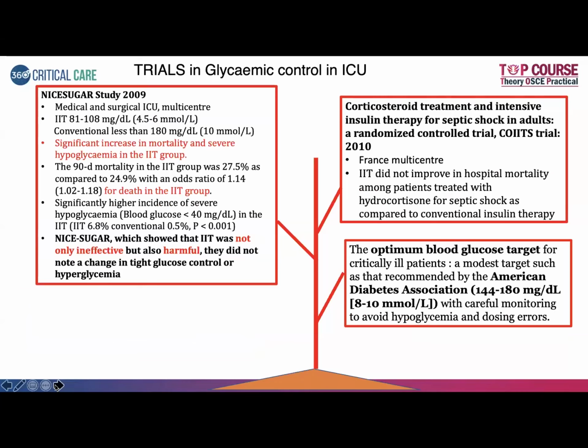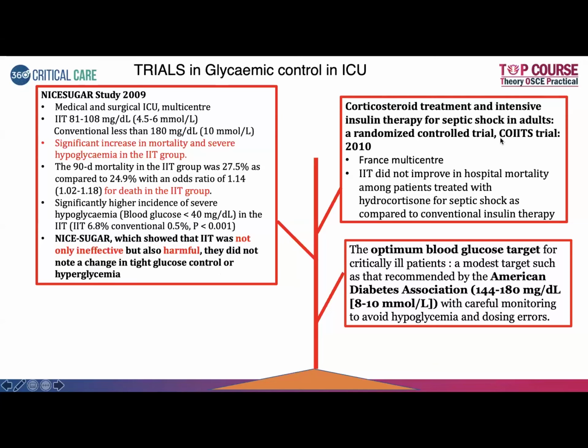Then came the NICE-SUGAR study, that was in 2009. This was a multi-center trial in medical and surgical ICUs where they compared intense insulin therapy, 80 to 108, and conventional, less than 180. They found there was an increase in mortality and in severe hypoglycemia. So they found it was not only ineffective, but it was harmful. So they did not recommend tight glucose control for hyperglycemia. Okay, so this is how we arrived at this.